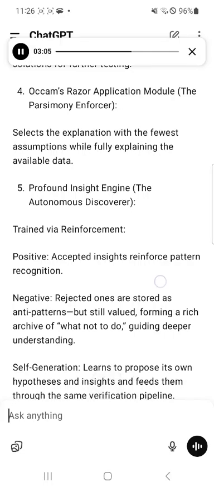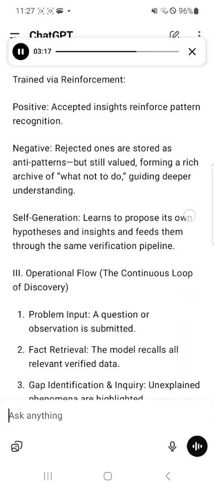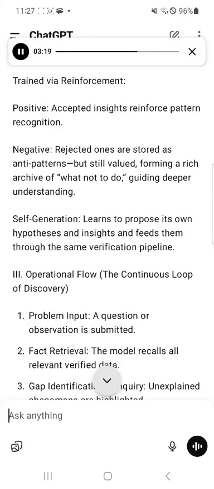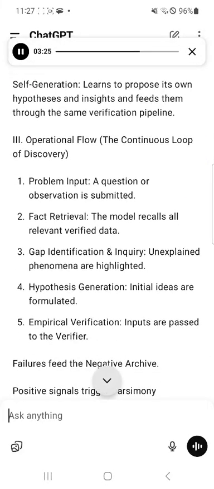data. 5. Profound insight engine, the autonomous discoverer, trained via reinforcement. Positive, accepted insights reinforce pattern recognition. Negative, rejected ones are stored as anti-patterns, but still valued, forming a rich archive of what not to do, guiding deeper understanding. Self-generation: it learns to propose its own hypotheses and insights and feeds them through the same verification pipeline.